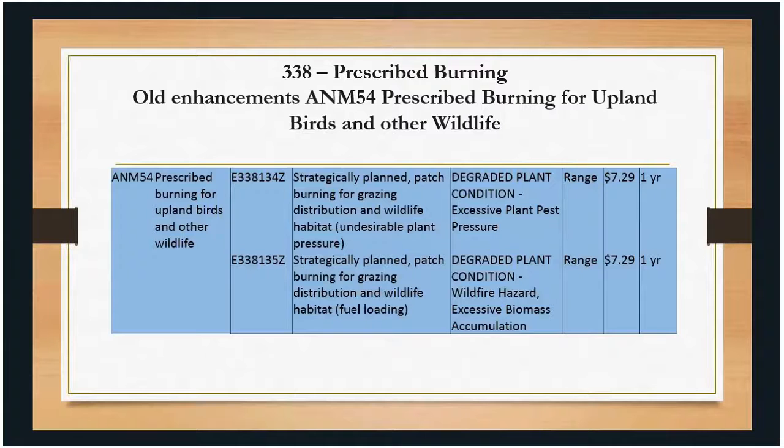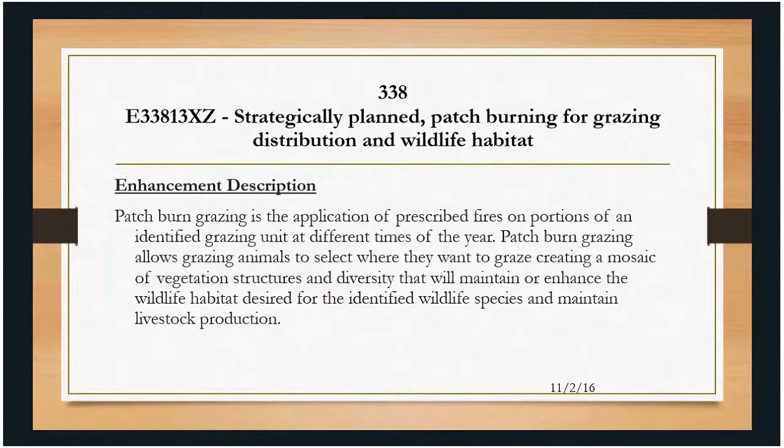The enhancement description on both of these is patch burn grazing is application of prescribed fires on portions of a grazing unit at different times of the year. Patch burn grazing allows grazing animals to select where they want to graze, creating a mosaic of vegetation structure and diversity that will maintain or enhance the wildlife habitat desired for the identified wildlife species and maintain livestock production.